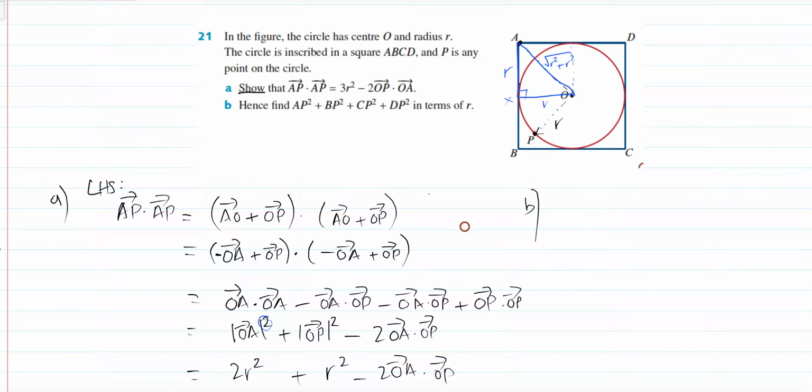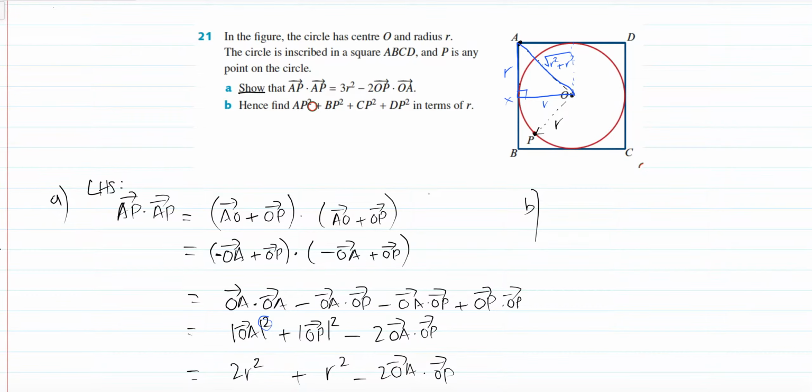And then let's do part B. Hence, find AP squared plus BP squared plus CP squared plus DP squared in terms of R. Right, so what they mean by AP squared is vector AP, and then you dot product another vector AP, plus vector BP dot product another BP. So essentially doing all these again, but 4 times with AP, BP, CP, and DP.